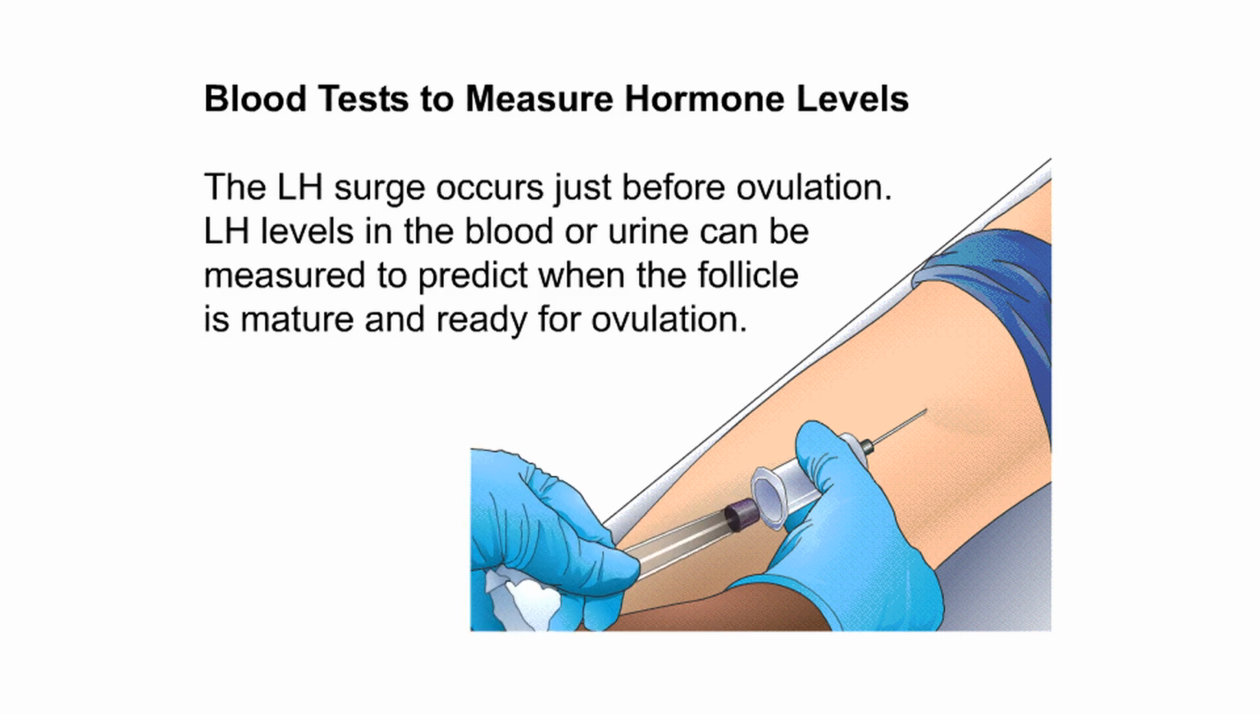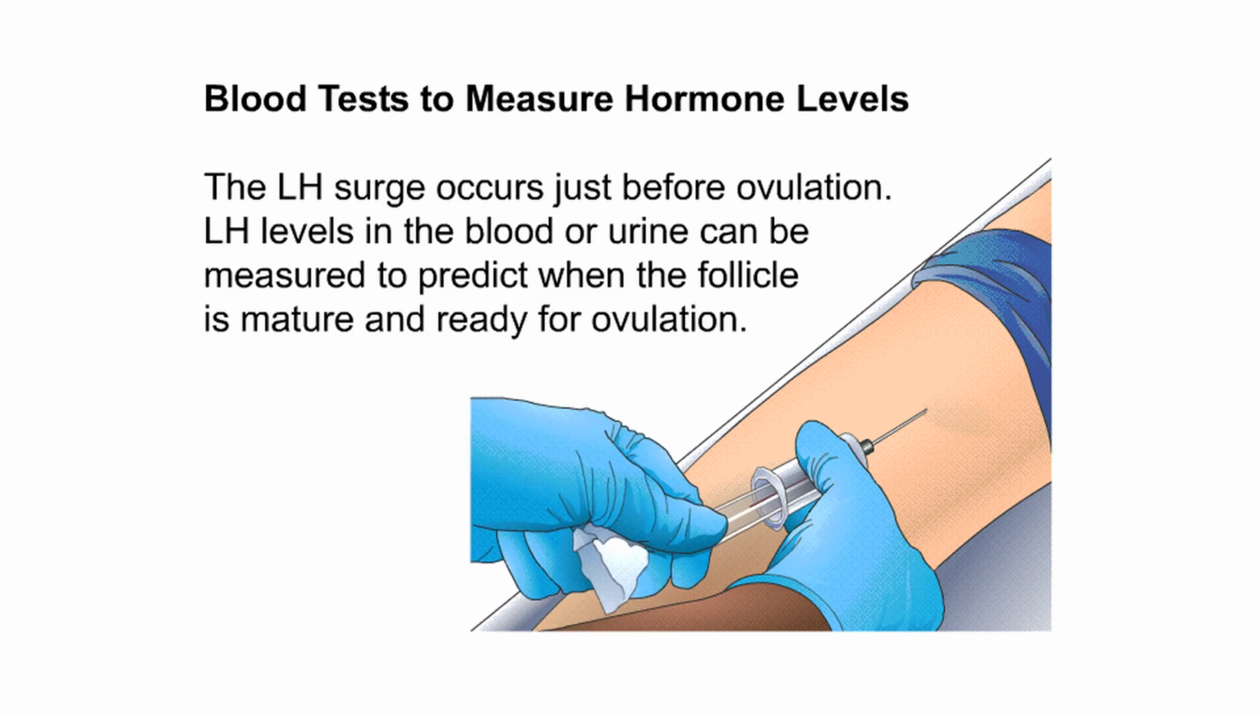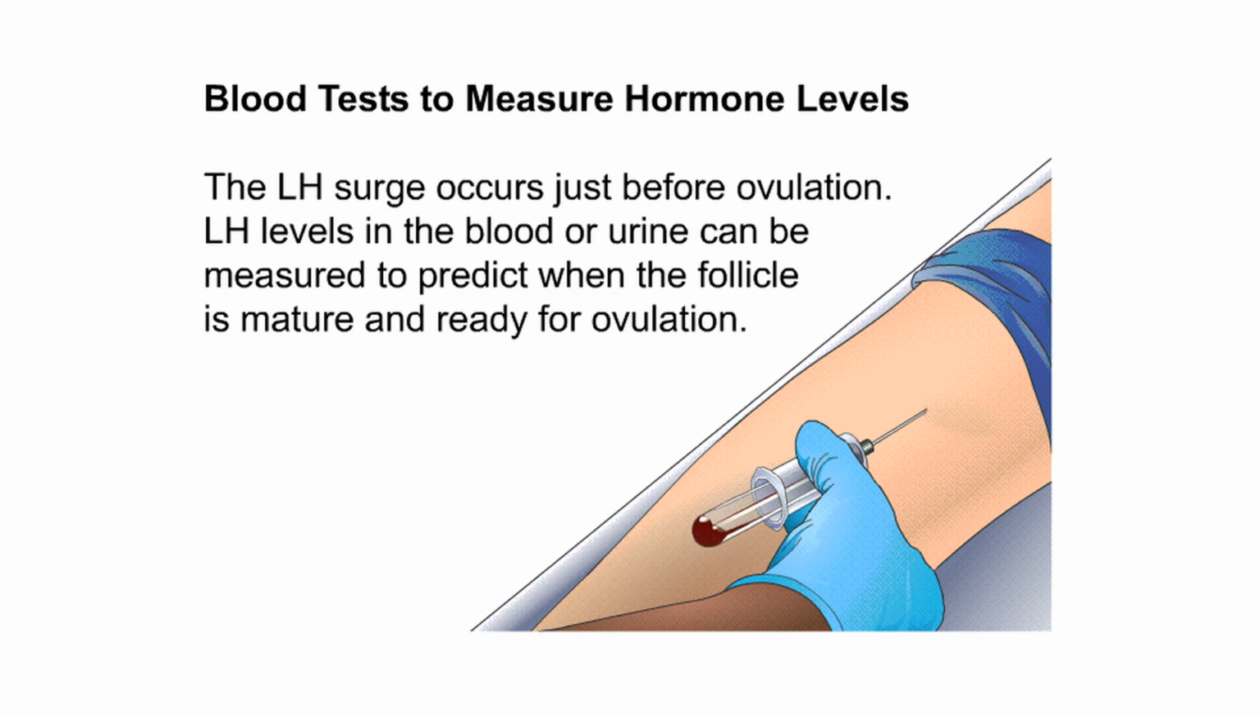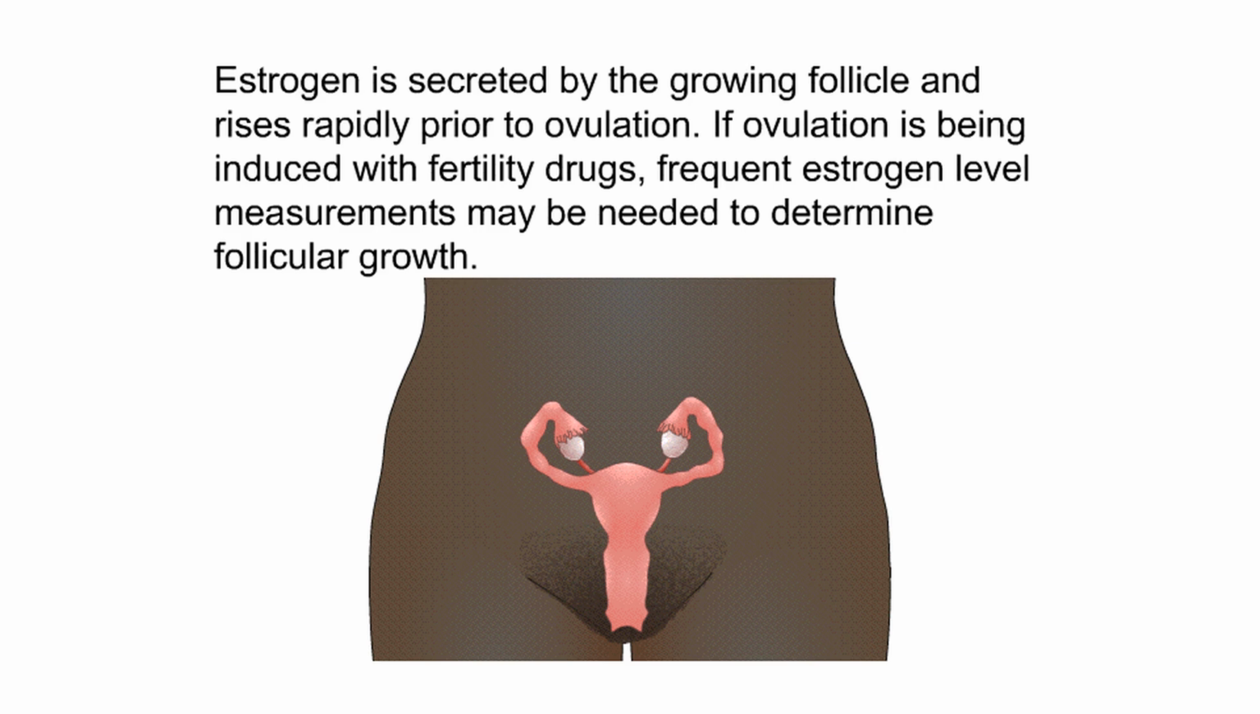Blood tests to measure hormone levels. The LH surge occurs just before ovulation. LH levels in the blood or urine can be measured to predict when the follicle is mature and ready for ovulation. Estrogen is secreted by the growing follicle and rises rapidly prior to ovulation. If ovulation is being induced with fertility drugs, frequent estrogen level measurements may be needed to determine follicular growth.